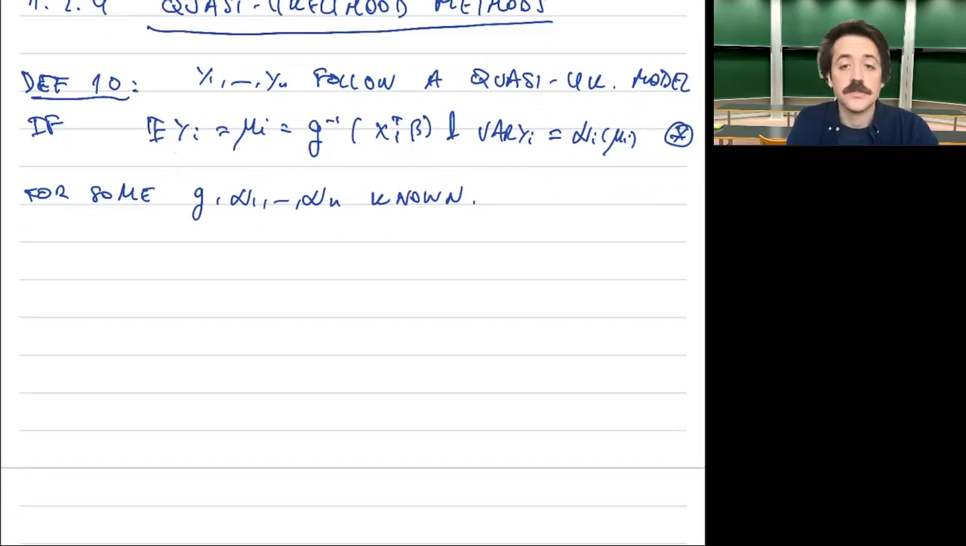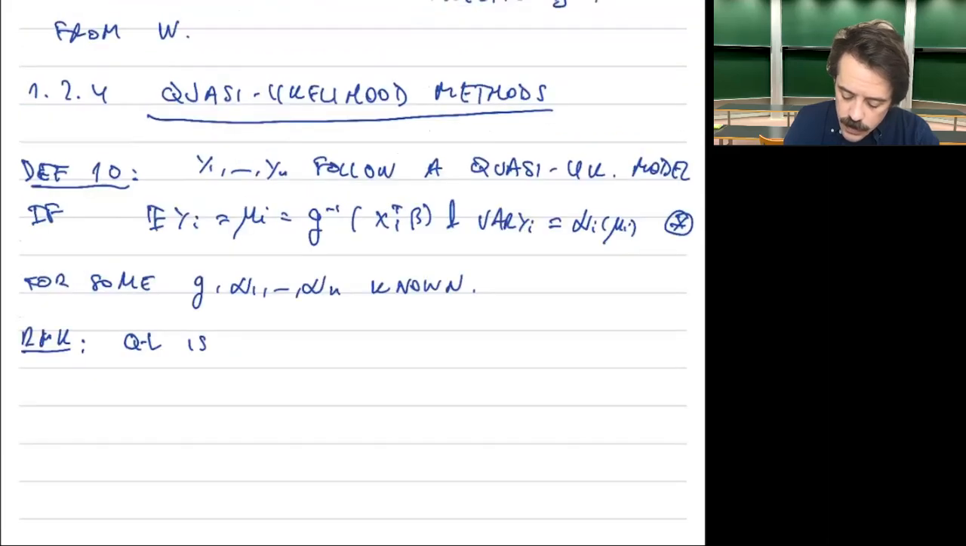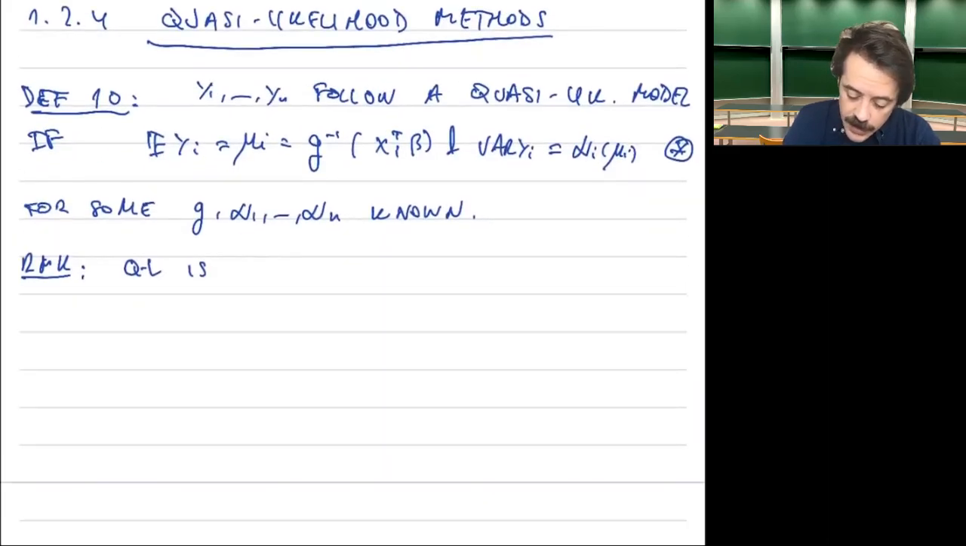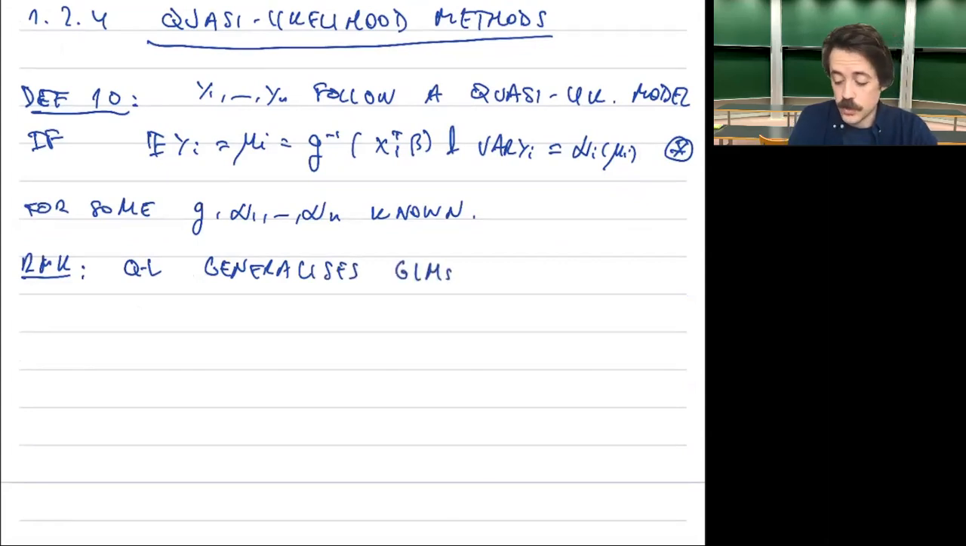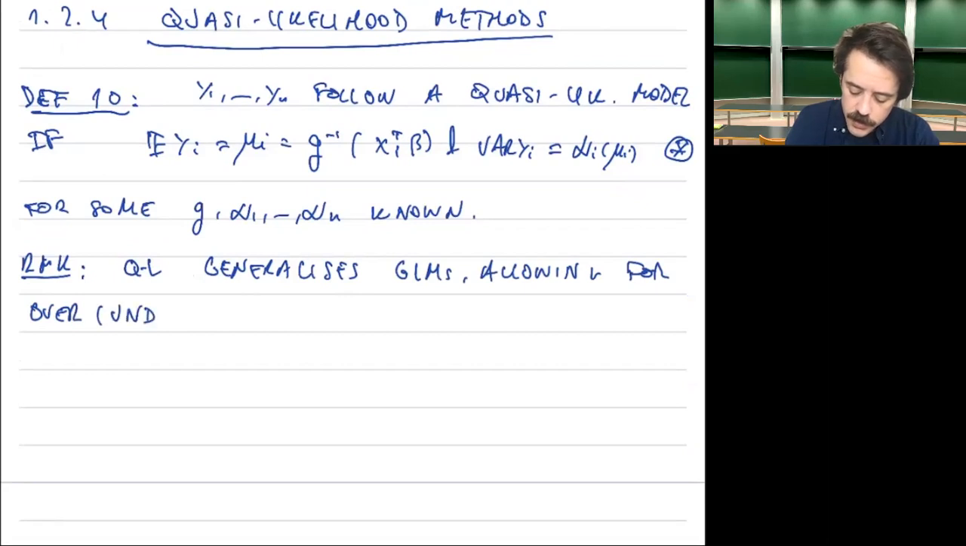This is a generalization of GLMs that is going to allow for over-dispersion directly. Maybe let me remark here. Remark: quasi-likelihood generalizes GLMs, in that we're not assuming any distribution, and allowing for over-dispersion and under-dispersion.